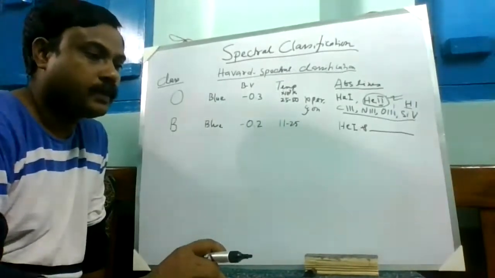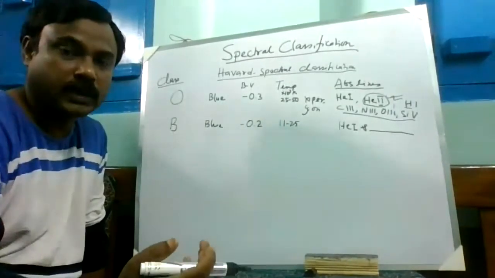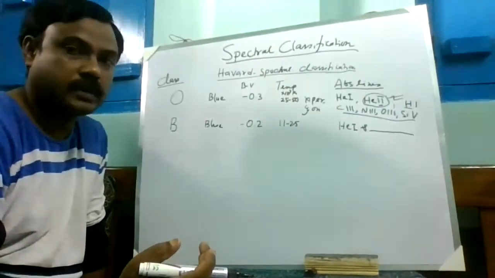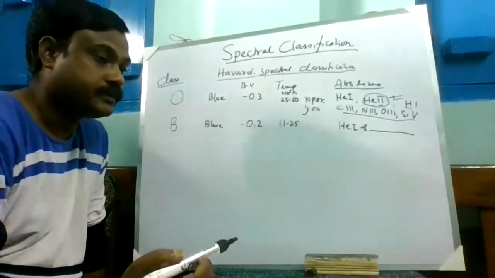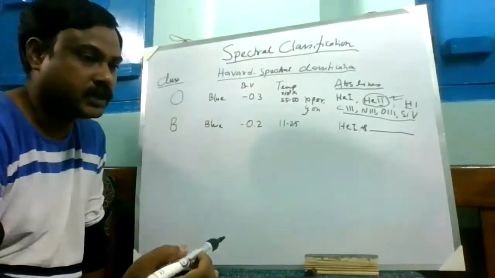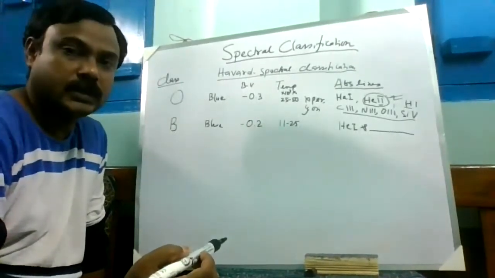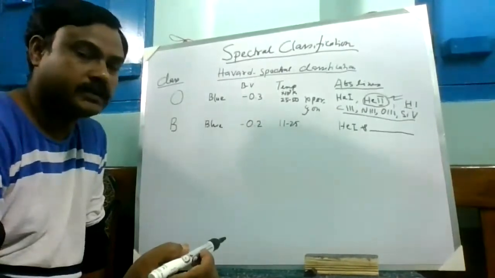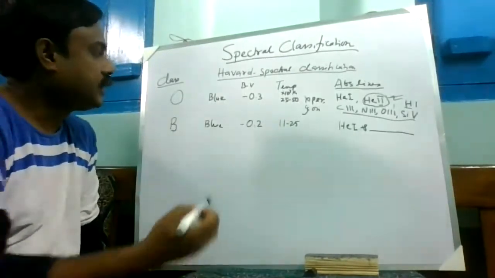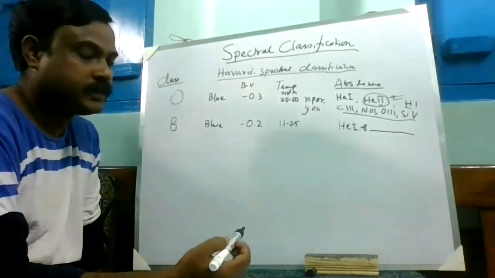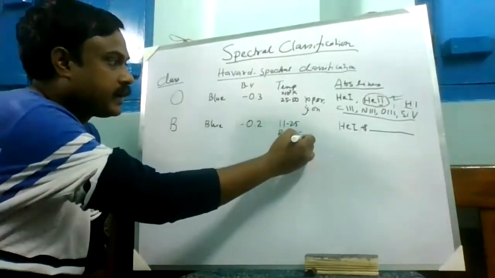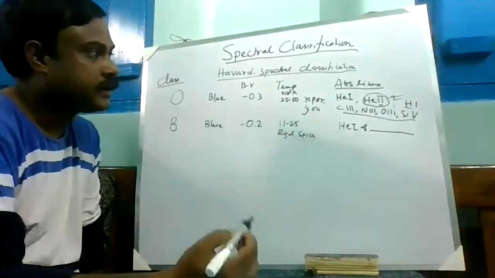So the stars which appear not so bright may be very hot and very luminous stars. Their apparent brightness decreases because they are far distant. Now, the B classification. Examples of this type of star are Rigel and Spica.